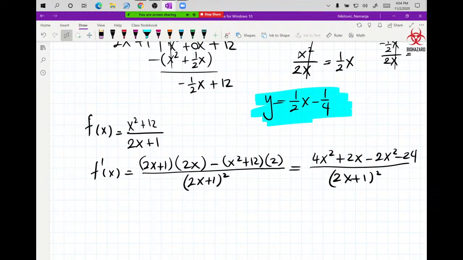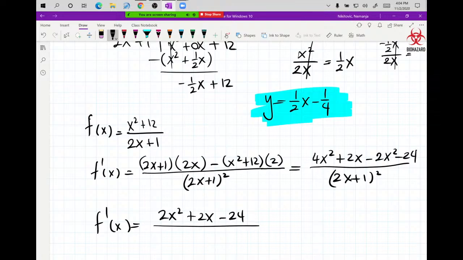And when I combine like terms, I get 2x squared plus 2x minus 24 divided by 2x plus 1 everything squared. So one more time, that's a 4x squared, that's a 2x, that is a negative 2x squared, and that's a negative 24.